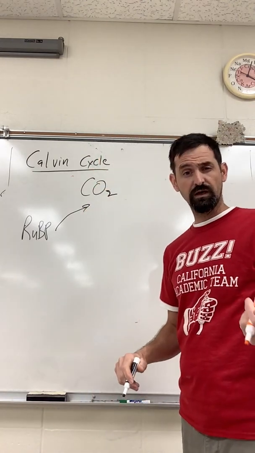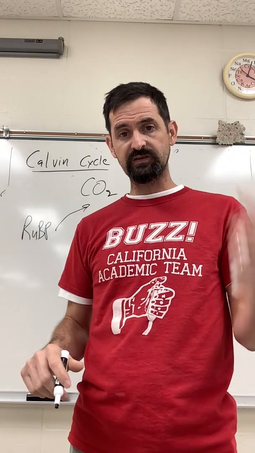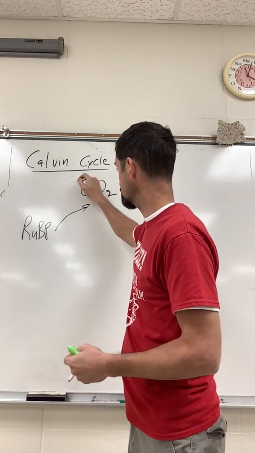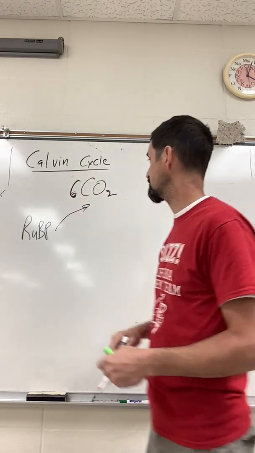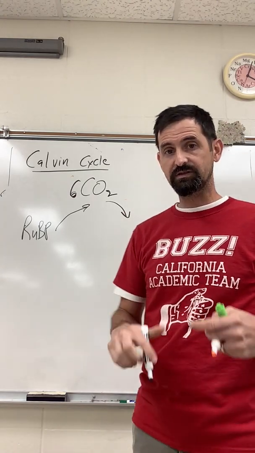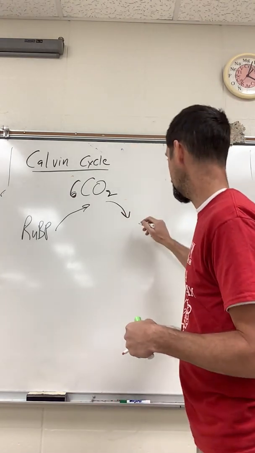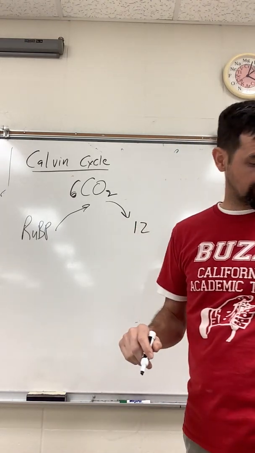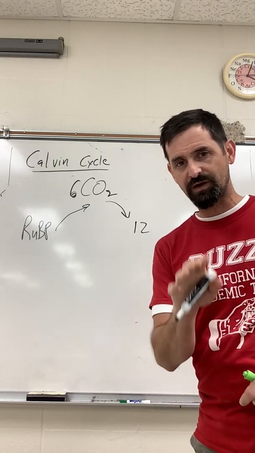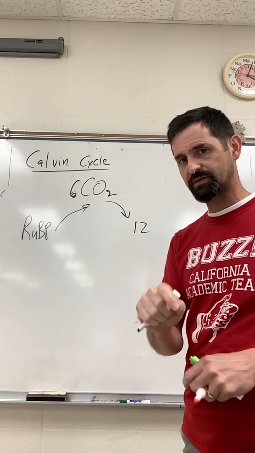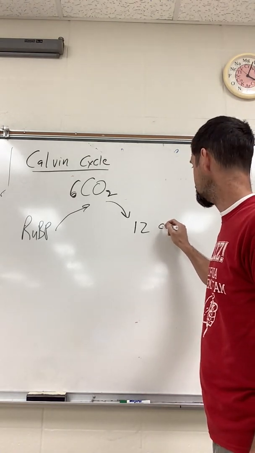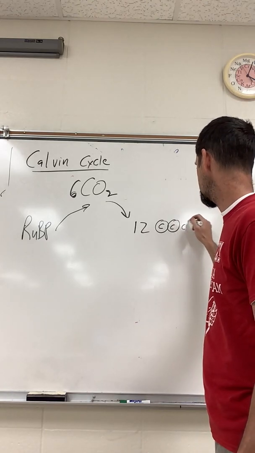And if you remember, since we're going to want to make a 6-carbon sugar, we're going to have to grab 6 carbon dioxides. So let's say we've got 6 CO2s. What that ends up making for us is ultimately 12 molecules of a compound called PGA. But we're not going to worry so much about names as about the number of carbons. We're going to generate 12 molecules that each have 3 carbons in them.